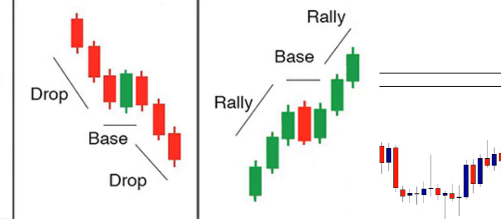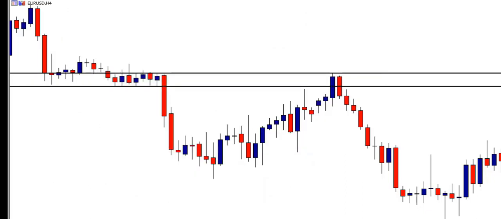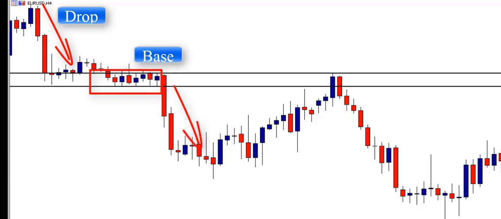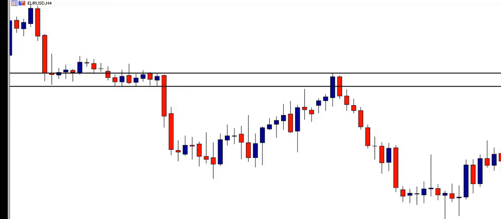Let me give you an example. This is the Euro US dollar four-hour chart. The market is trending down, creating a drop-based drop structure that indicates a supply zone. So as you can see, this is a drop, which is a move down followed by a base and another drop down. When the market returns to test this supply zone, there is a high probability that the market will go down again. And that's what happened. When the market reached the supply zone, the market went down.